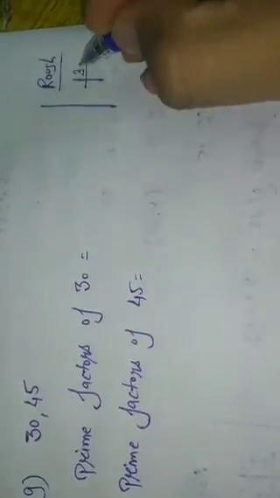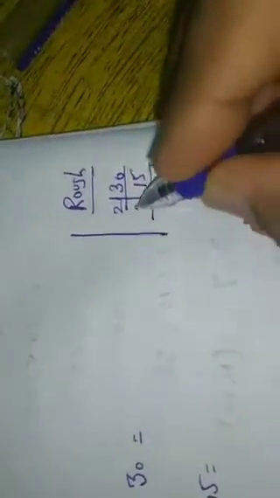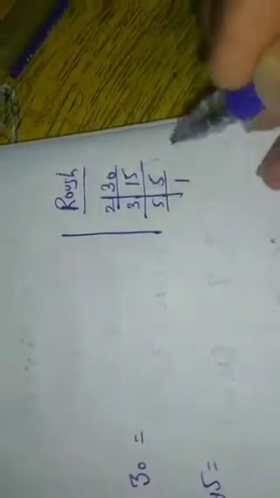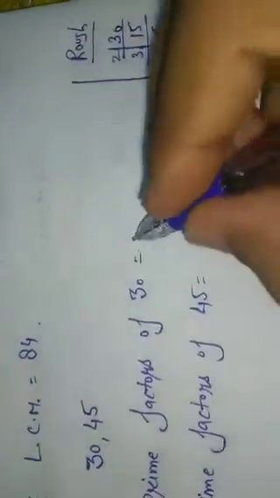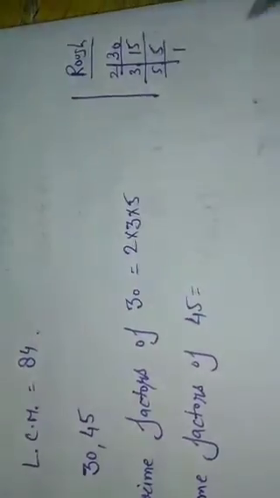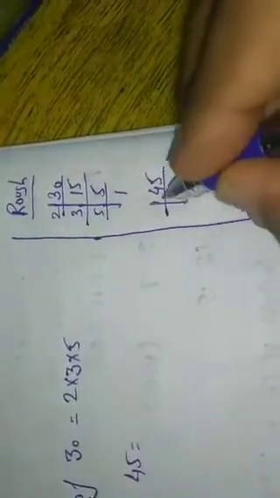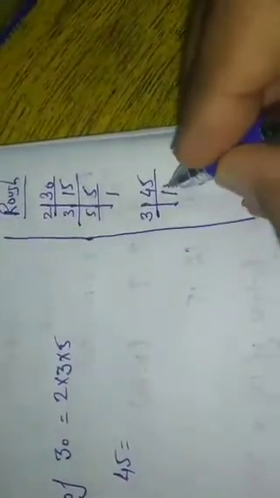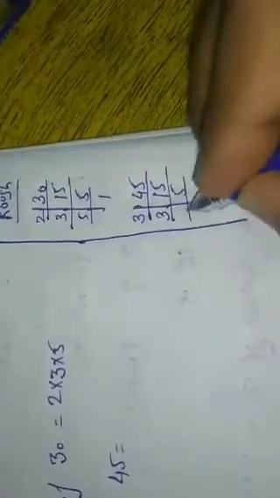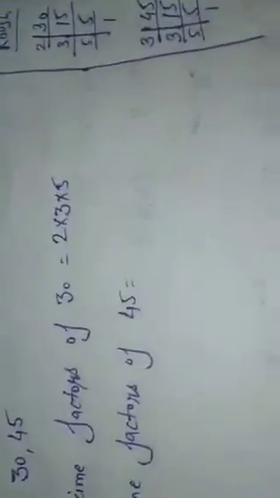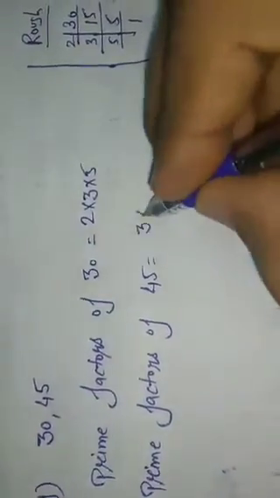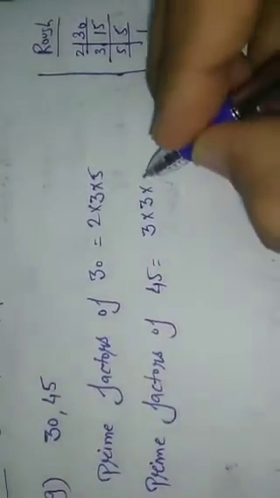You can see the factors in the rough column. 30 will be divisible by 2, so 2 15s are 30, then 15, 3 fives are 15, then 5 ones are 5. So the factors of 30 are 2 into 3 into 5. Clear? Then after that you will find the factors of 45. 45 will be divisible by 3, 3 fifteens are 45, then 3 fives are 15, then 5 ones are 5. So the factors of 45 are 3 into 3 into 5.